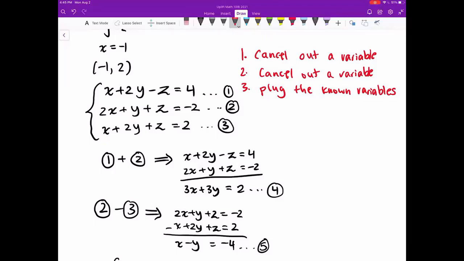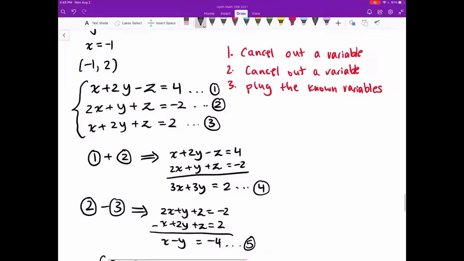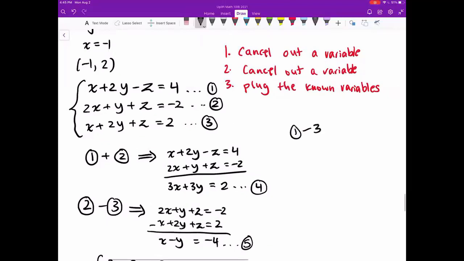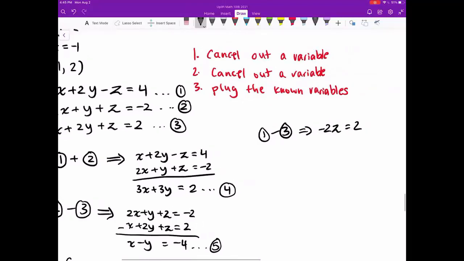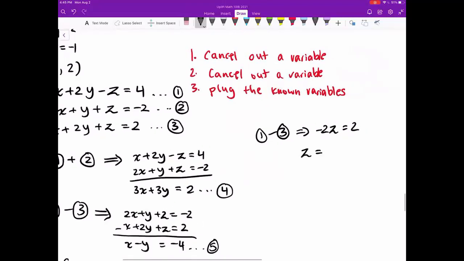In the first and third equations, they both have basically the part x plus 2y. So what we could have done is subtract these two equations and just ended up with negative 2z is equal to 2, I think. Yeah, and that actually would have sped it up a lot.